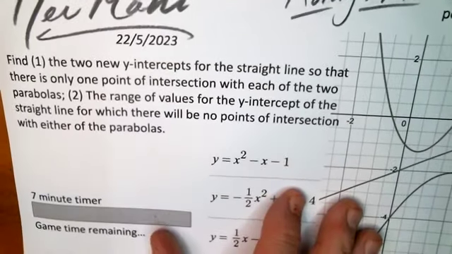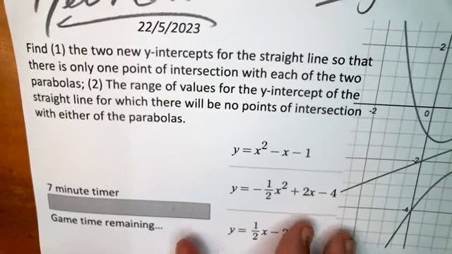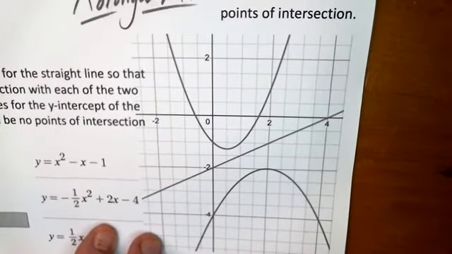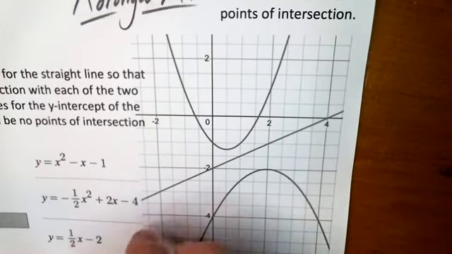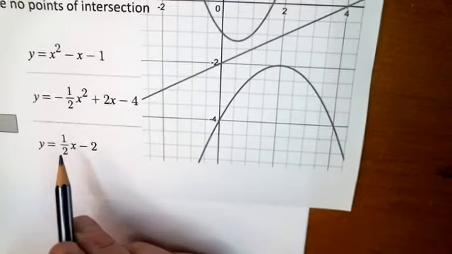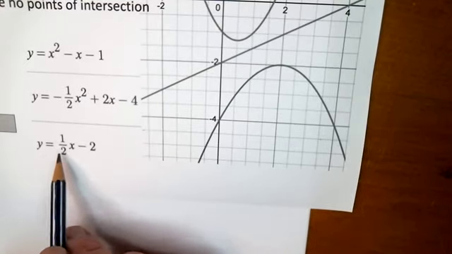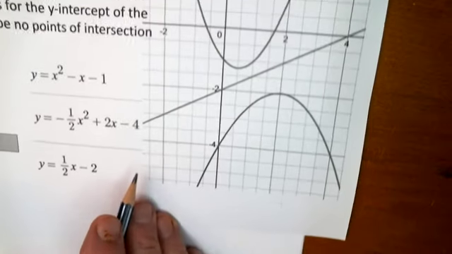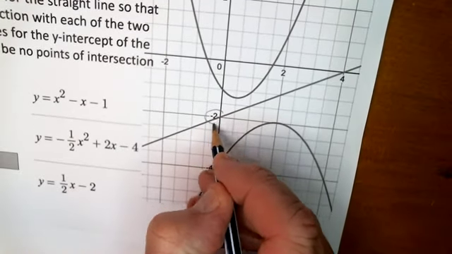All right, let's have a look at this next assignment. The idea is here we have two parabolas and we have a straight line somewhere in between them. It doesn't really matter too much where it is. I've actually nominated a position. I've said y equals half x minus 2, so the y-intercept is minus 2.